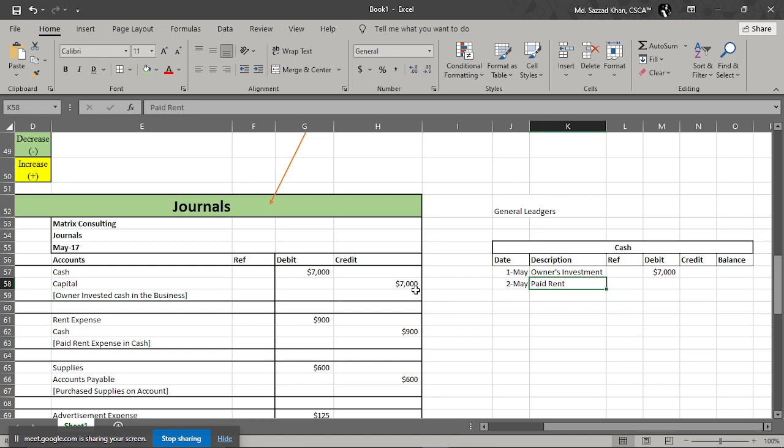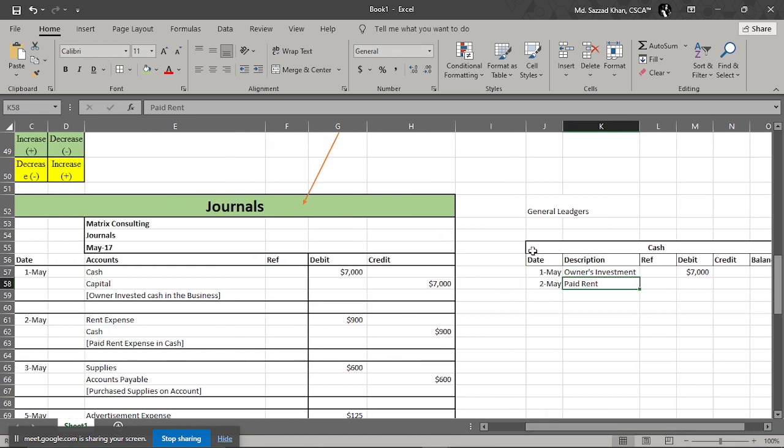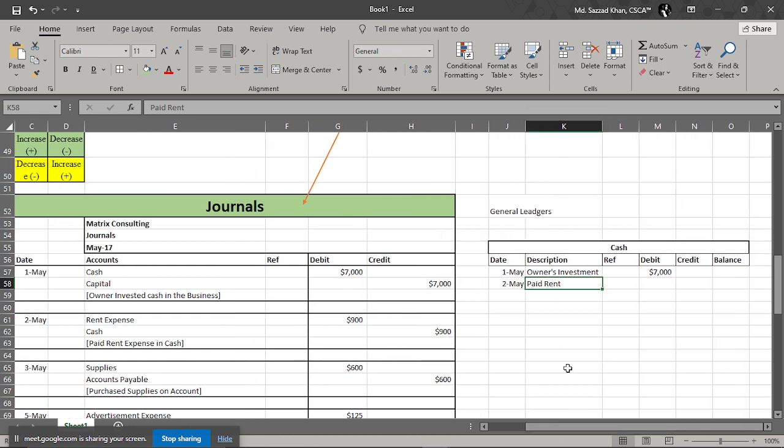So you see, in May 2 there was a cash. So we put May 2, and what did we do with the cash? We paid our rent. So rent, paid rent. Okay. So how did it affect the cash account? It was credited, right? So we credited by 900.